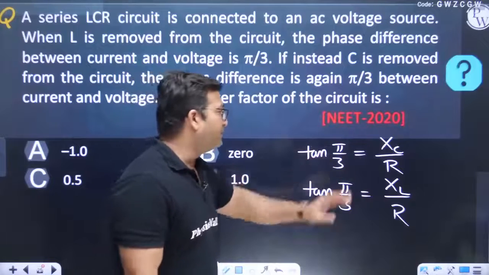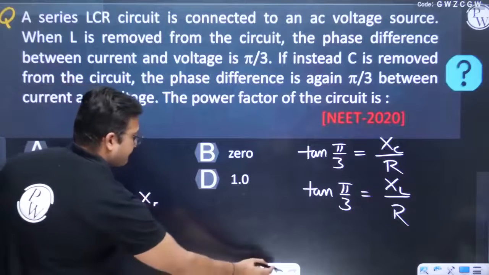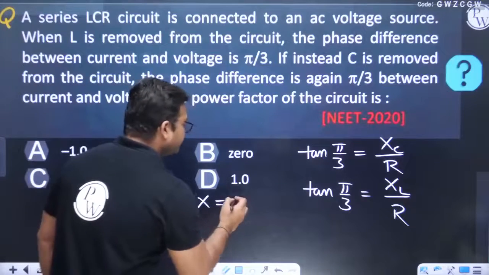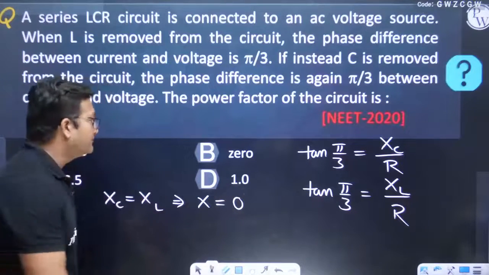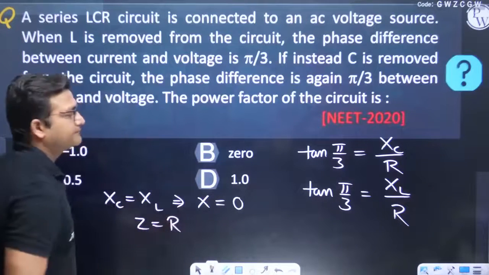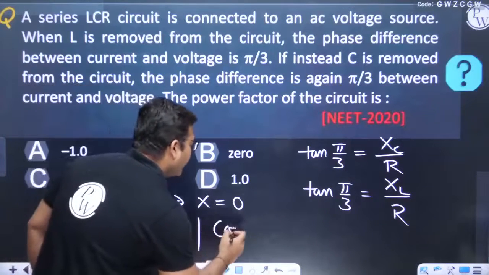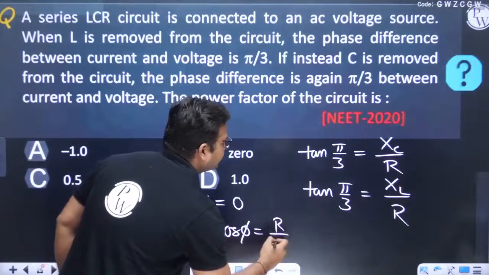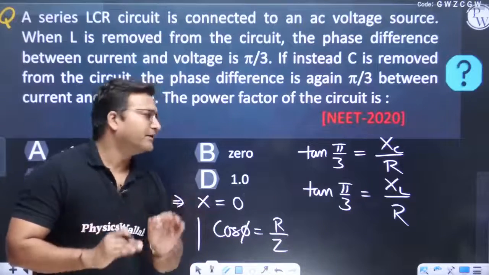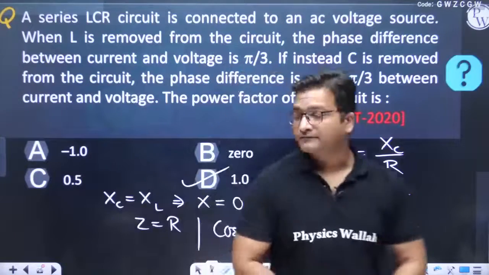Okay, you just divide them and you will find XC equals XL. So if XC equals XL, the net reactance, which is the difference of these two, is 0. And if net reactance is 0, the impedance is equal to R only. And I think you remember cos phi equals R by Z. If Z is equal to R, cos phi is nothing but 1. So the correct answer is D. The power factor is actually 1.